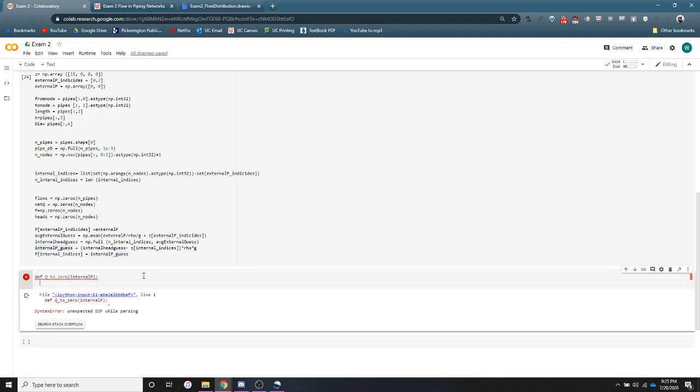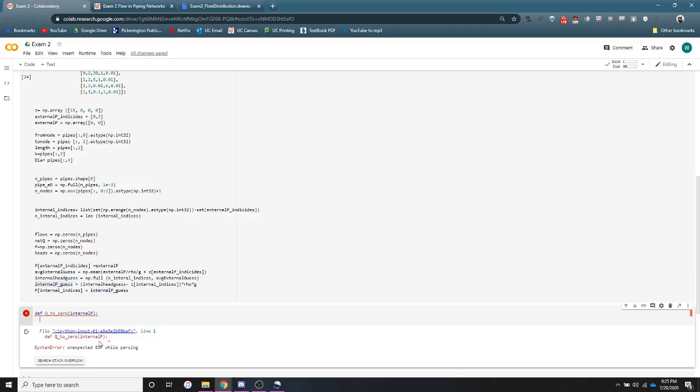And what we need to do first is take all of the variables we have up here that we need and define them globally, because they're outside of the scope of this cell and they're going to be used inside the function here. So global heads, we need the net Q, we need the flows, we need P. That's it.